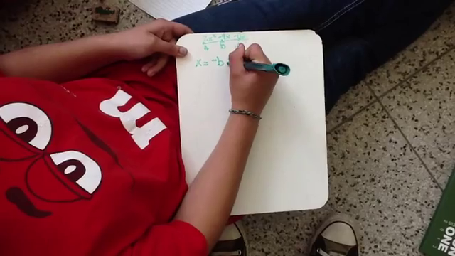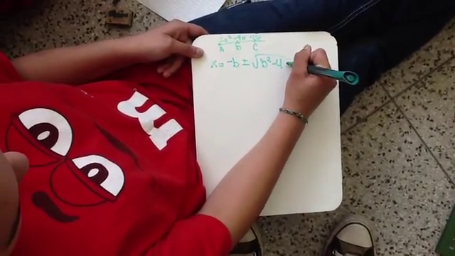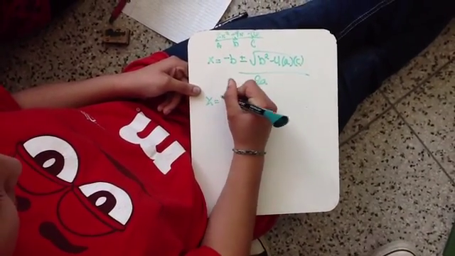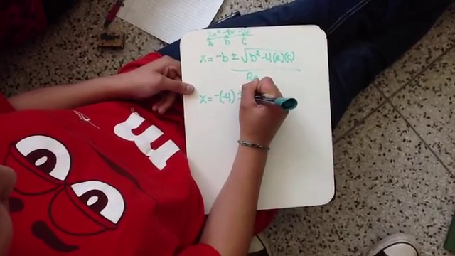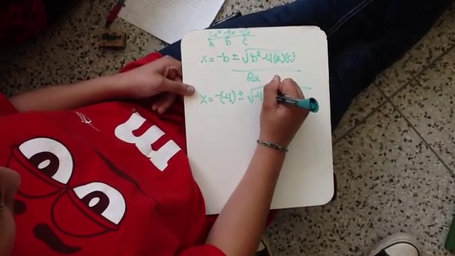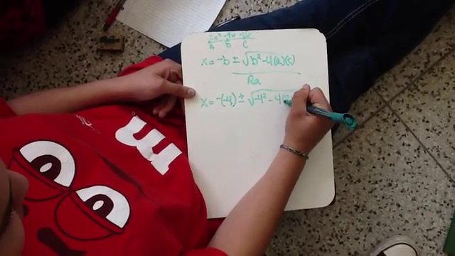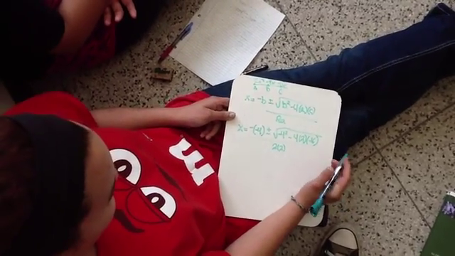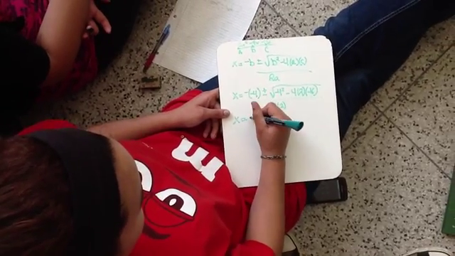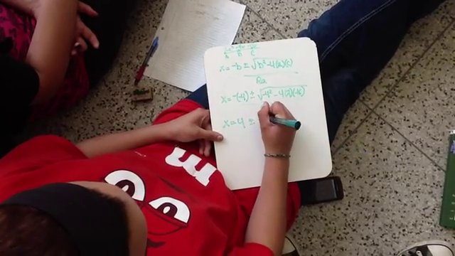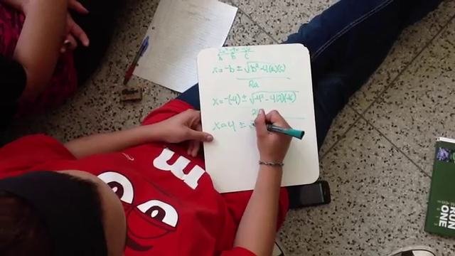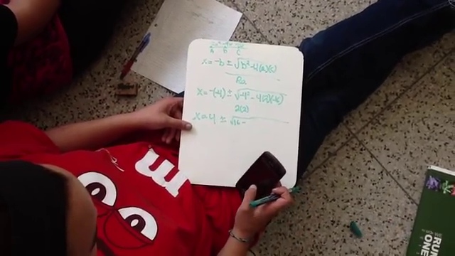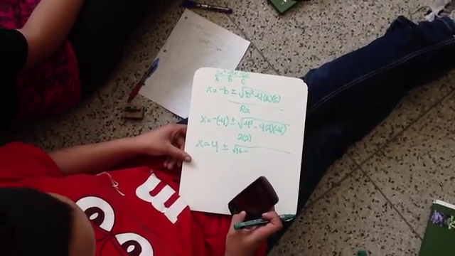x equals negative b plus or minus the square root of b squared minus 4ac all over 2a. So it'll be x equals negative 4 plus or minus the square root of negative 4 squared minus 4 times 2 times negative 16. And then it's all over 2 times 2. Okay, so we'll make this x equals 4 plus or minus square root of 16 minus 8 times 16. 16 times 2 is 32, times 4, 128.